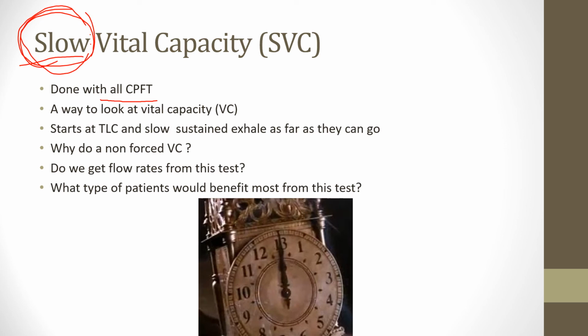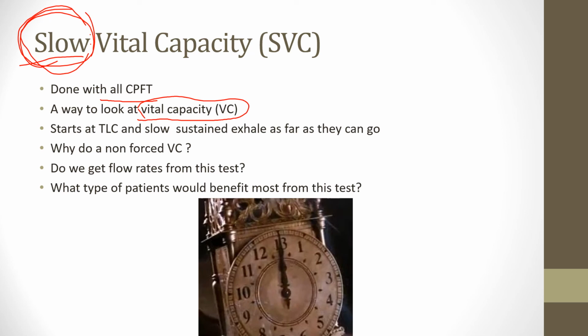So this is done with almost all complete pulmonary function tests. It's a way to look at vital capacity. So remember that volume box, right? We talked about that in the last presentation, and we did it in pulmonary A&P as well. The vital capacity is the most amount of gas that you can completely exhale from a complete inhale. So take a deep breath right now, as deep as you can, and then exhale as far as you can go, until you can't blow out any further. That is a vital capacity.